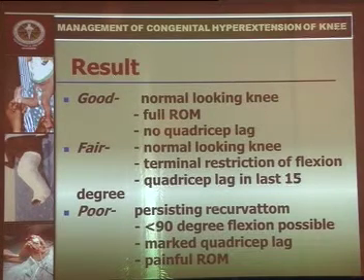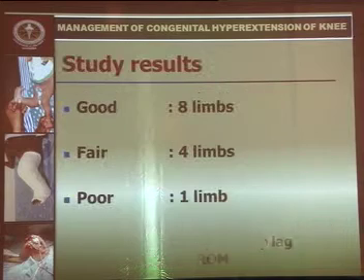Now results we have divided into 3 types, that is good, fair, and poor. Good is normal looking knee, full range of motion, no quadriceps lag. That is the good variety. Fair you call it when there is a normal looking knee, terminal restriction of flexion and quadriceps lag of at least the last 15 to 20 degrees. Poor is when the recurrent pattern persists and less than 90 degrees of flexion is possible, with marked quadriceps lag and painful range of motion with stiffness.